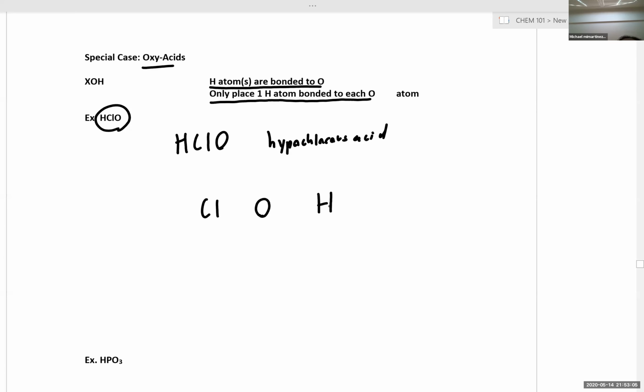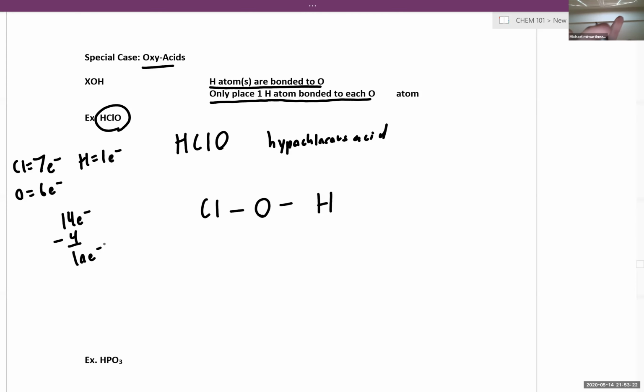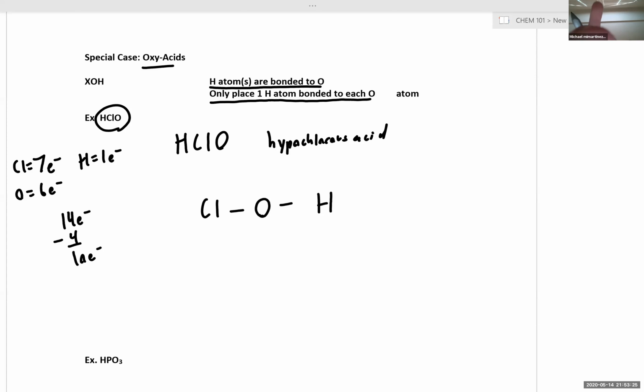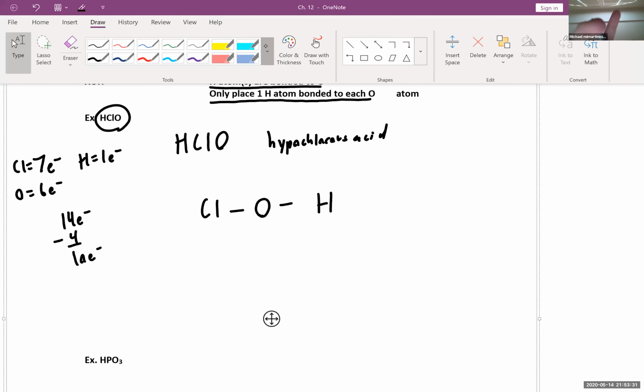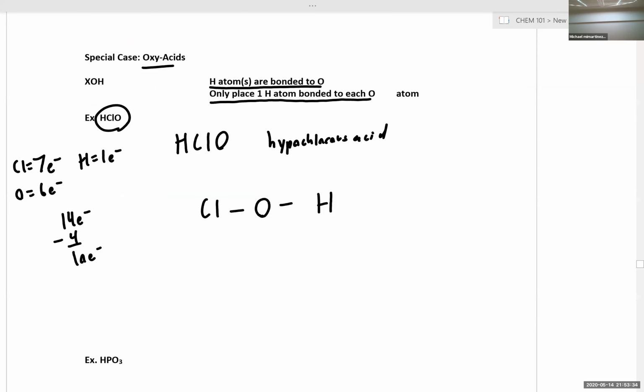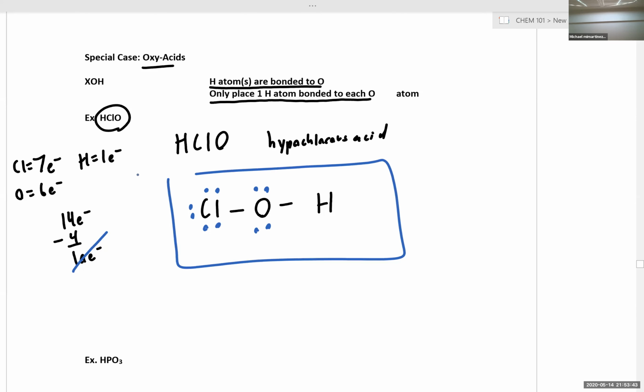Oxygen, okay. Now we'll do our electron count. We have 7 electrons for chlorine. Hydrogen, we have 1 electron. Oxygen, we have 6 electrons. So we have 14 electrons total. We form 1 bond each. We're down to 10 electrons. Where do we place our lone pairs? Chlorine, sure. 2, 4, 6, 8, 10. Perfect. So we've used up all of our electrons and we now have a completely valid Lewis structure.